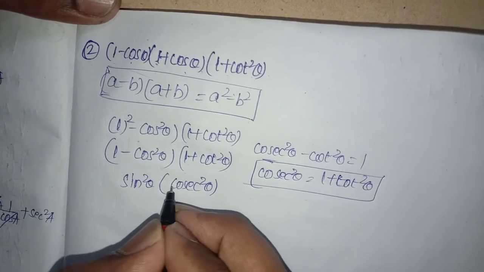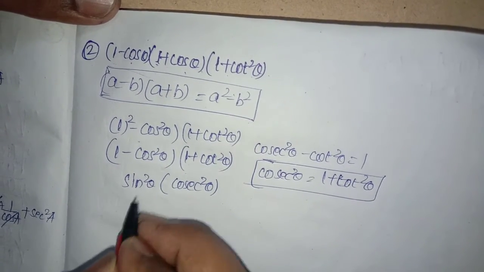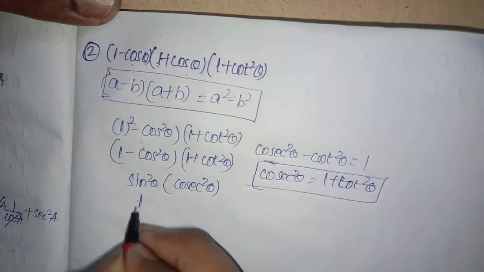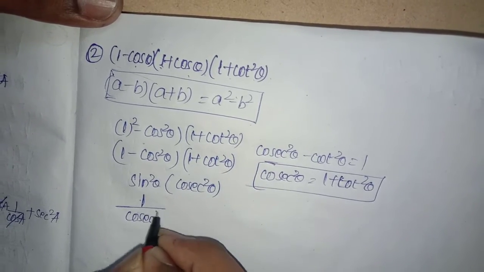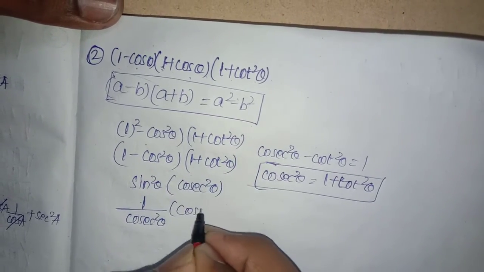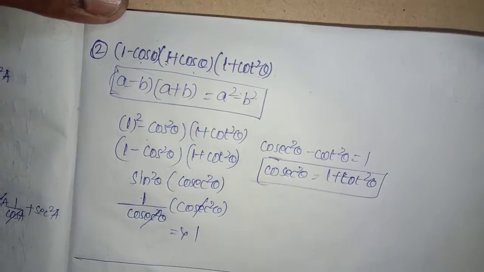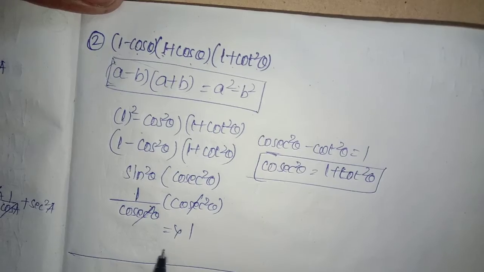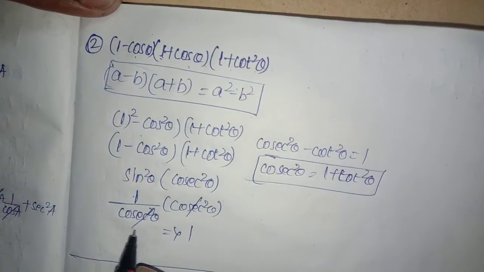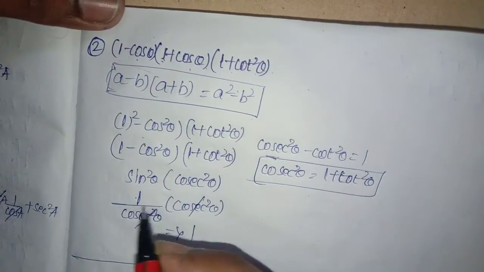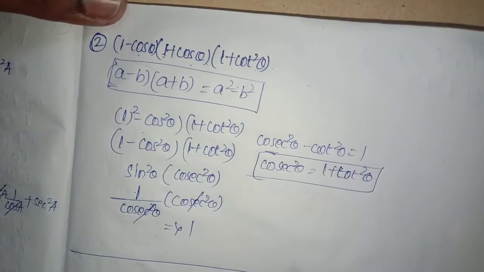So sin square theta into cosecant square theta. These are reciprocals: sin theta equal to 1 by cosecant theta, so sin square theta into cosecant square theta cancel and we get 1. So in this problem we got the answer 1. While solving this we have used ratios and mainly identities.